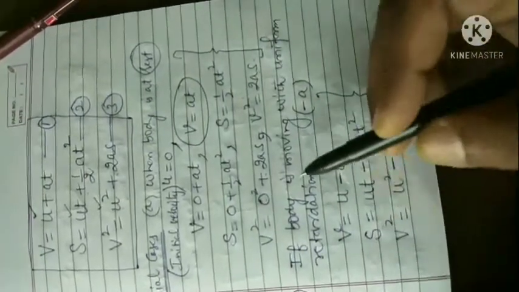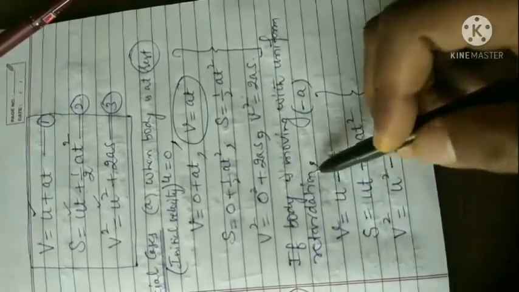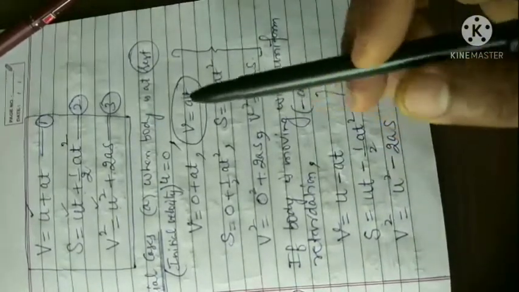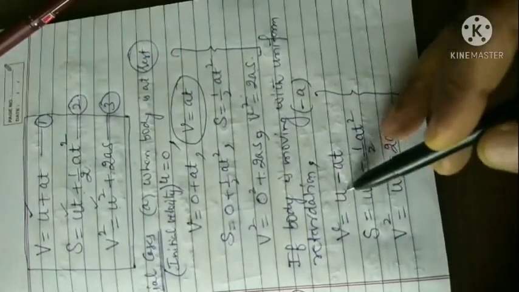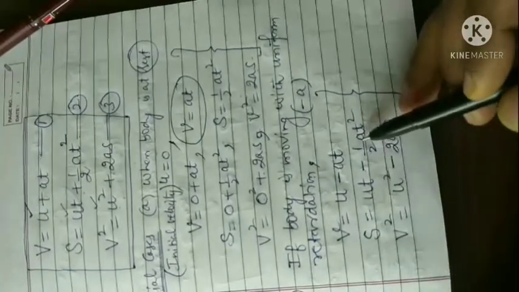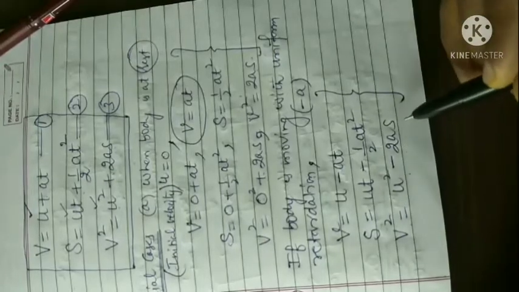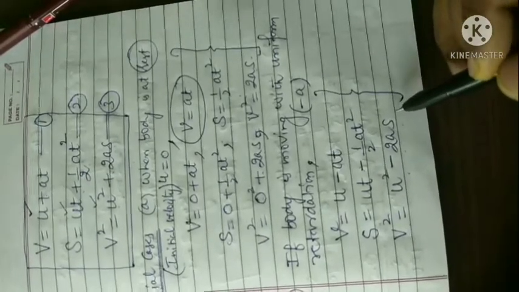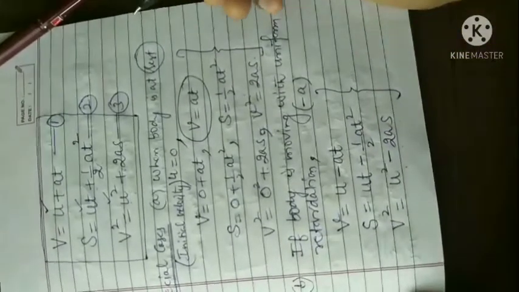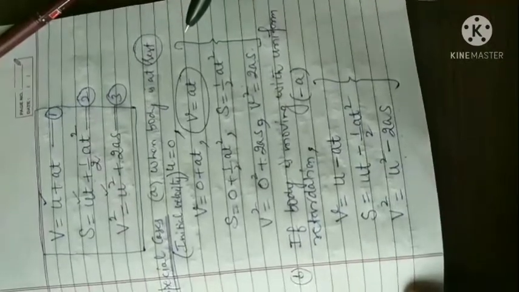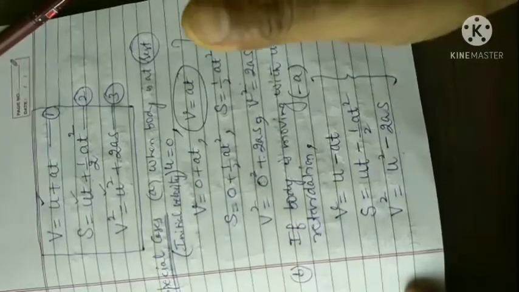Now B part, if the body is moving with uniform retardation, you can say minus A. So in place of plus A, in all the 3 equations you can write minus A. So it will become V is equal to U minus AT, S is equal to UT minus half AT square, and the third one V square is equal to U square minus 2AS. On the basis of all these 3 equations, a certain number of numericals are there in this C exercise. That we will discuss in a different video.